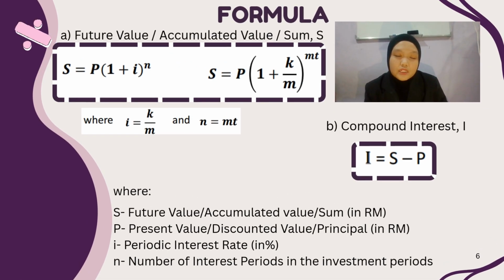So, this is the formula for compound interest. We have two formulas. First of all, for future value or accumulated value, a sum S is equal to P(1 + i)^n. Other than that, we have S equal to P(1 + k/m)^(mt), where i is equal to k/m and n is equal to mt. Next, for compound interest, I is equal to S minus P.